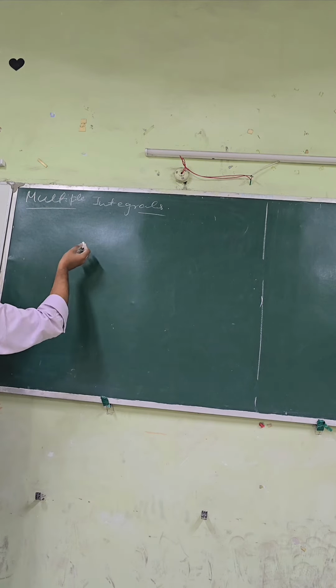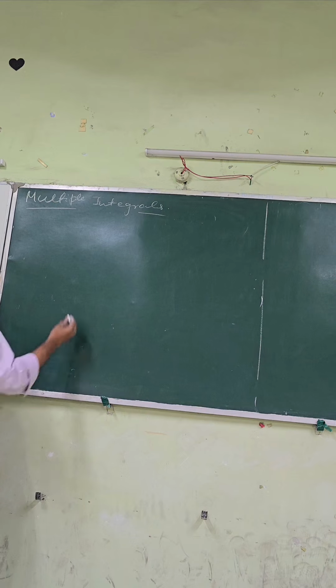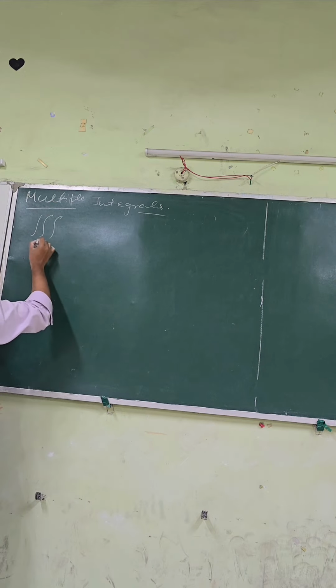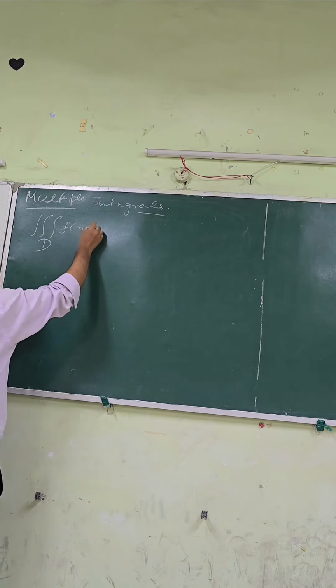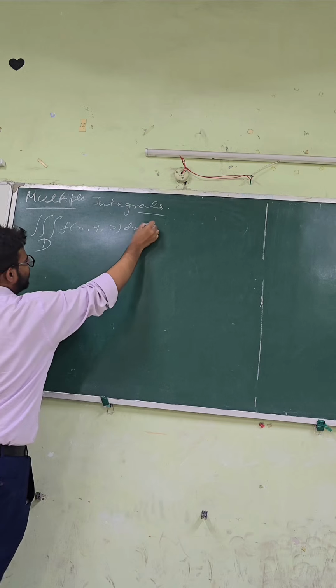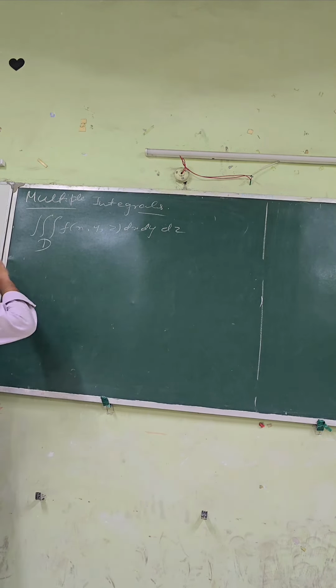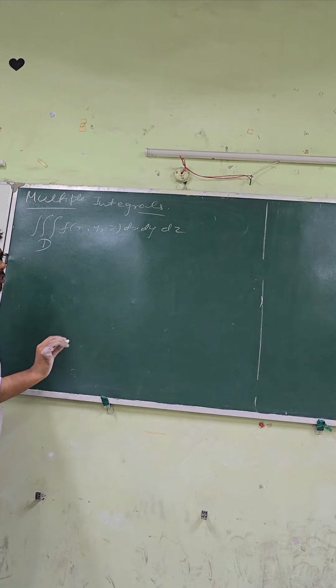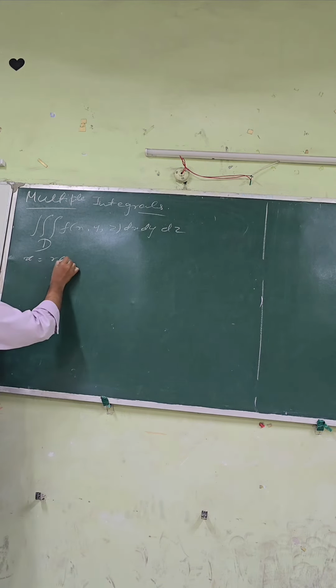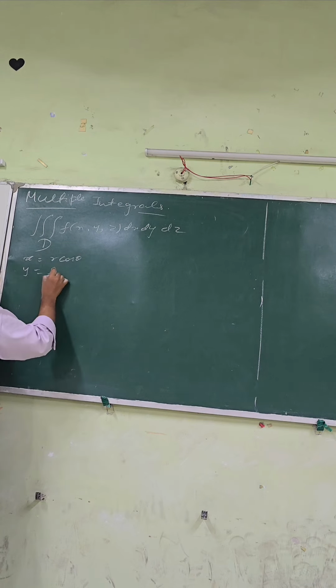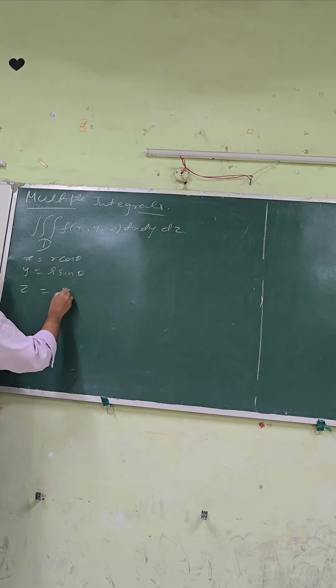Cylindrical coordinates. So this is the integral again. Suppose D is the region, the integral of f of x, y, z, dx dy dz. Now what we have to do is assume the cylindrical coordinate system. In that, we will use x is equal to r cos theta, y is equal to r sin theta, and z is equal to z.